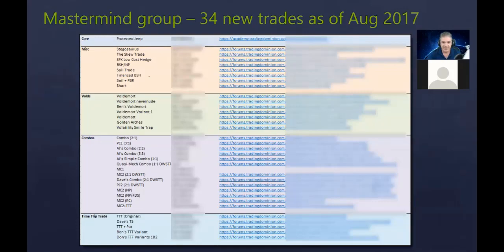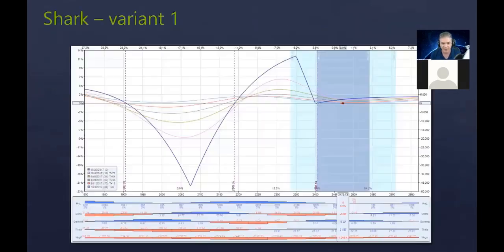Next thing here is the mastermind group. What are we up to? Do we just sit around doing nothing, or do we collaborate, right? Well, you can see here in the last few months, we have created 34 new trades, all fully documented in the forums, and then some. So this is an ever-growing thing. Again, there's huge collaboration with some really smart traders in here, and it really is a great community, okay? But you can see here there's a whole variety of stuff that we've been creating as we go.